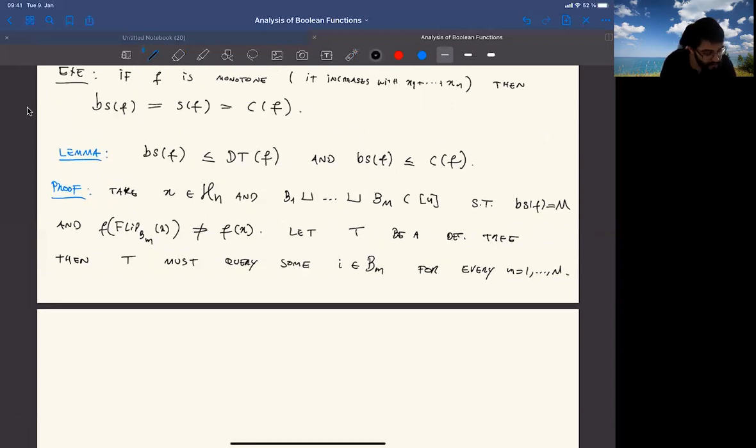Okay, but if that's the case, then the depth of that tree has to be greater or equal than the number of blocks, because if you query at least one variable in each block, then it has to be greater or equal than m. And so if you minimize over the trees, you get that the decision tree complexity of f is greater or equal than the block sensitivity. And a similar proof works for the other one, and we leave that as an exercise.